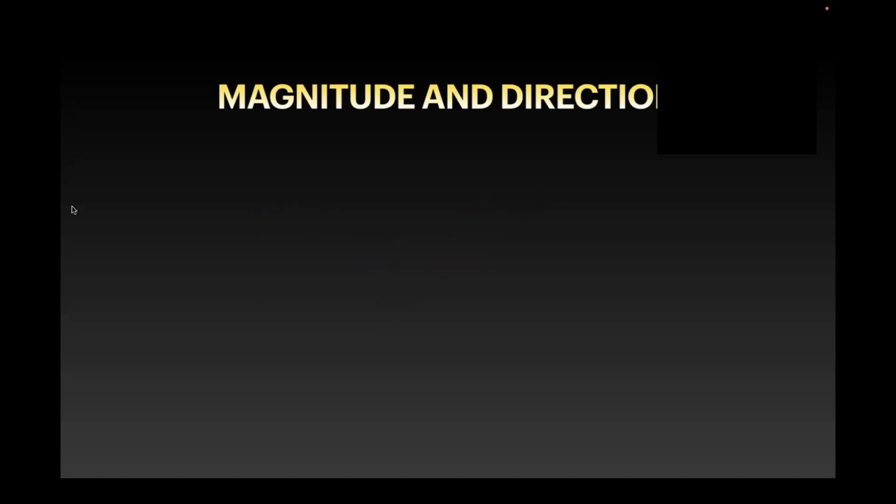Let me give you another example. Assume you have an aeroplane and this aeroplane is moving towards south, and its speed is 100 kilometer per hour. What is magnitude? This is magnitude, and this south is direction. Clear? That's it about magnitude and direction. Let us go to the next part.